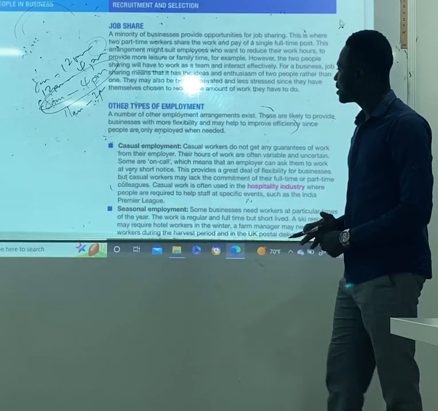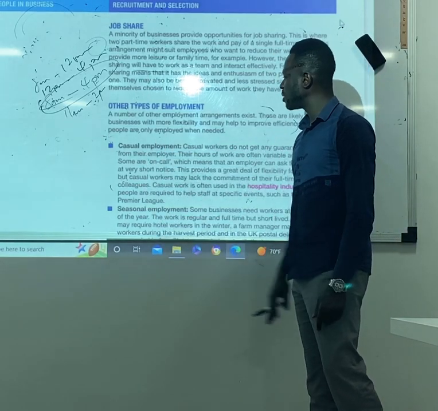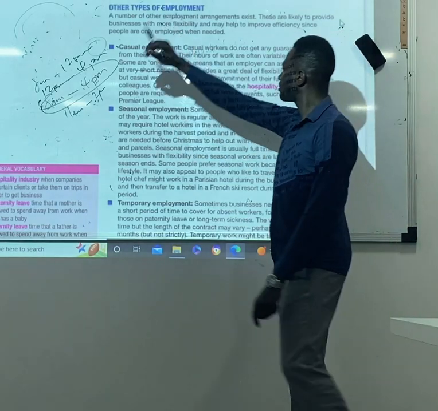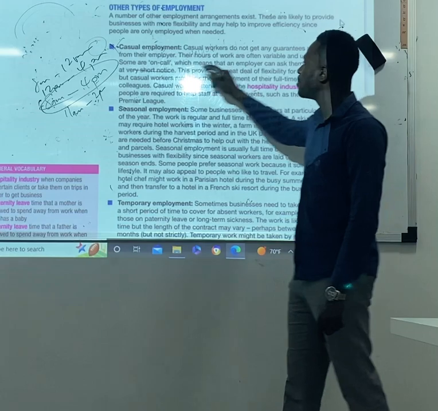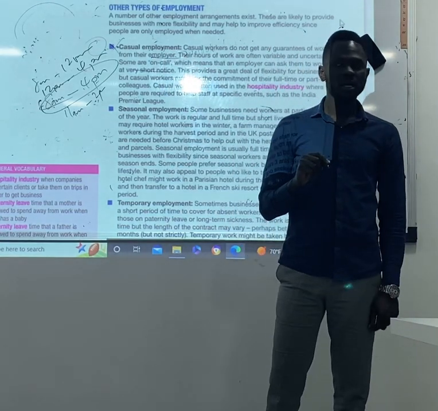Other types of employment. We said, okay, now let's go to other types of employment, which is casual. Casual employment. Casual workers do not get any guarantees of work from their employer. That's why you are a casual worker. Who is a casual worker?